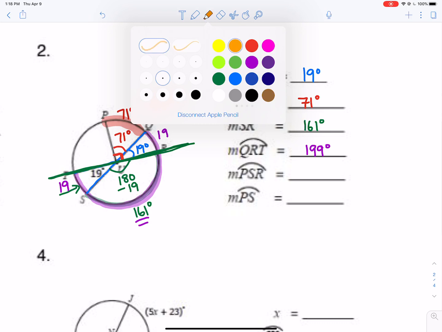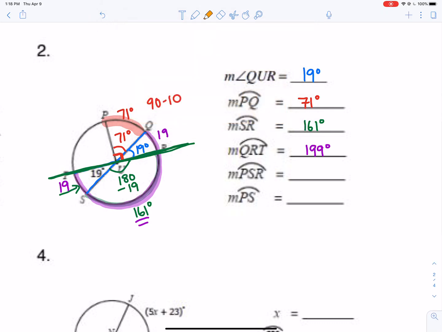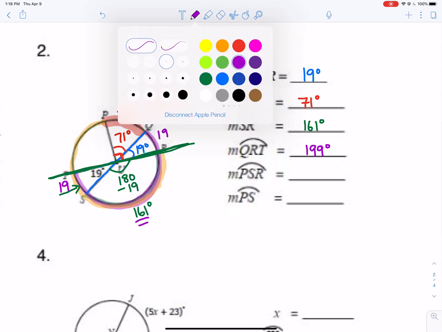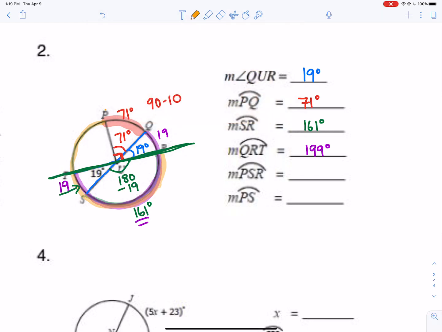Then they ask for arc PSR. So from P to S and then stop at angle R. So PSR is everything except for this 90 degrees. So it would be 360 minus 90, which would just be 270 degrees.